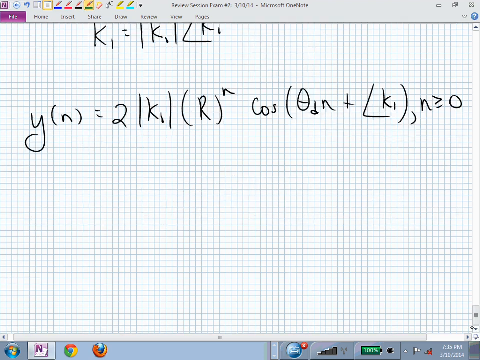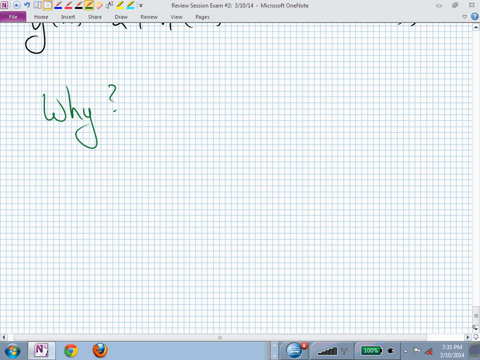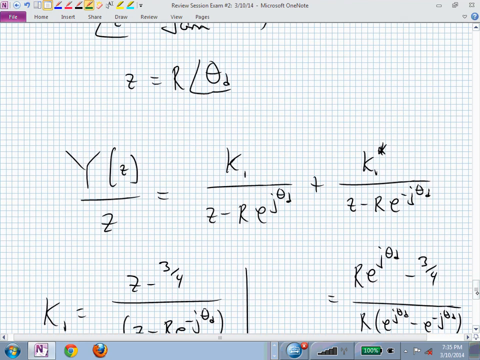Now we can go back in time and put on our 2-year-old hat and say, why? Where did that come from? Suppose that we now, well, knowing this expression, we can multiply both sides by z, and now we have Y(z) as k1 z over z minus a number, plus k1 star z over z minus that number. And we know how to inverse transform that for real numbers. Let's just do it for complex numbers.